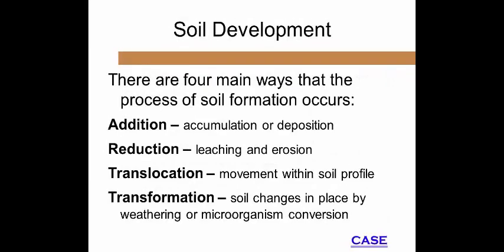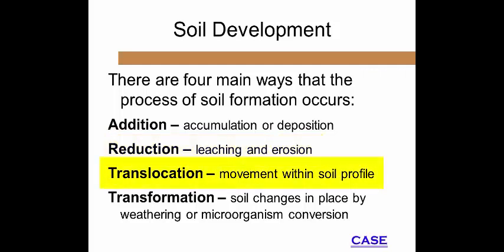Addition, reduction, translocation, and transformation are the four processes that form soil. An example of addition occurs in a riverbank where the stream deposits sediment and creates or moves the channel. Reduction is usually detrimental to soil. Leaching occurs in areas with high rainfall. Nutrients and important minerals are washed through the soil profile, and what is left is less desirable for plant growth.